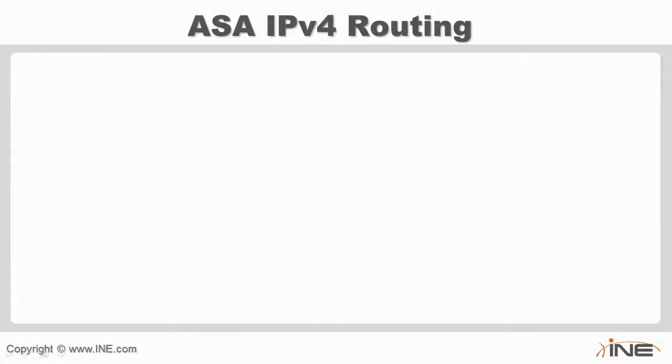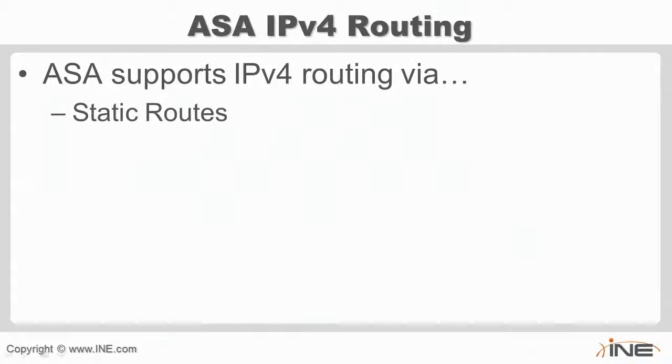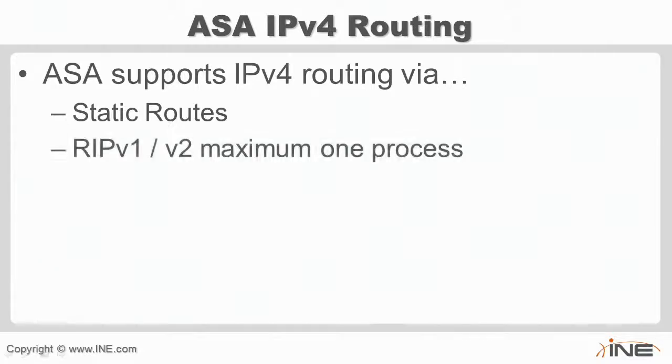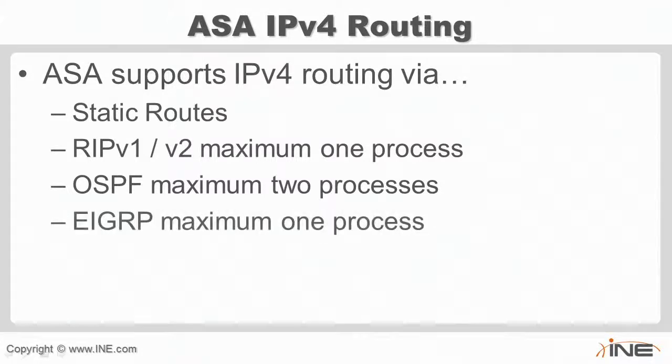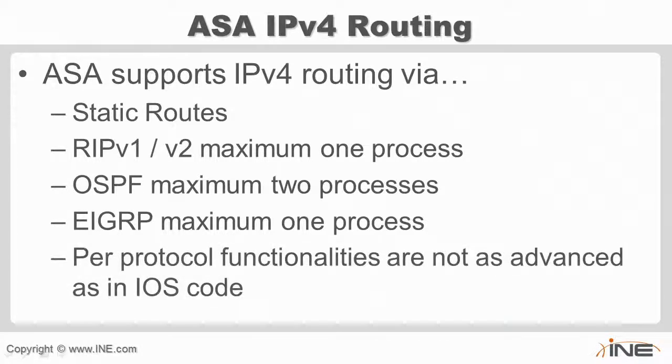Now, specifically with the ASA, we support, of course, static routing. RIP version 1 and RIP version 2, we can run one process total. OSPF, you can run two processes. EIGRP, one process. When we look at the functionality of these individual protocols, it is not nearly as advanced as the functionality inside of IOS. So a lot of the basic features that you might take for granted in IOS are not necessarily going to be there under the ASA OS for routing.